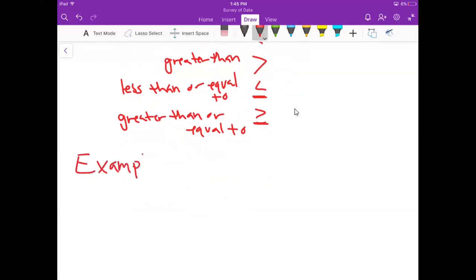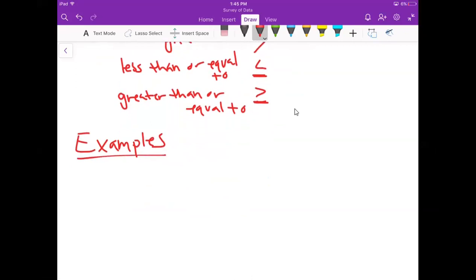Okay, so let's look at some examples here. This is a really good way to visualize what those inequalities mean. So in these examples, we are going to graph each inequality.